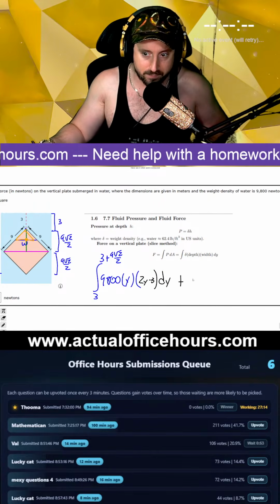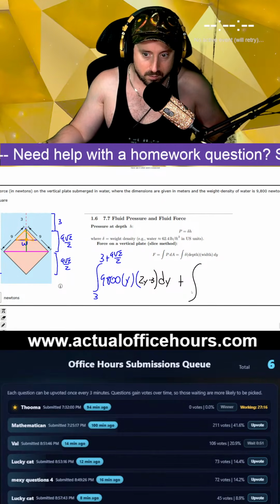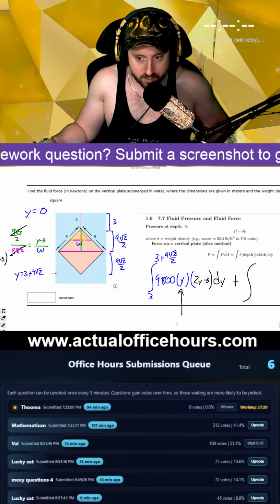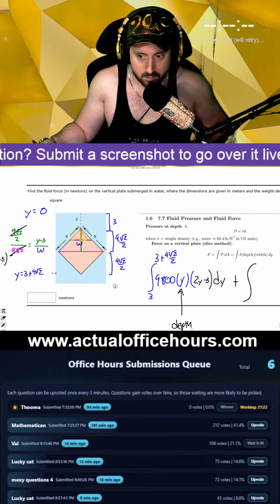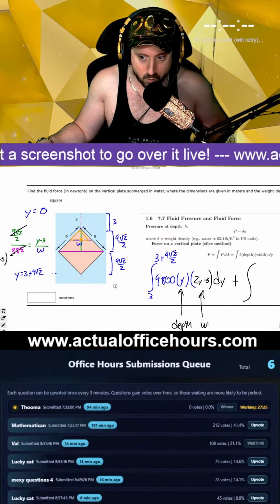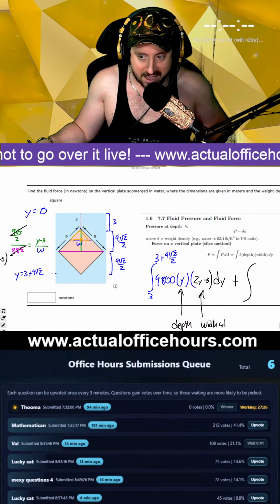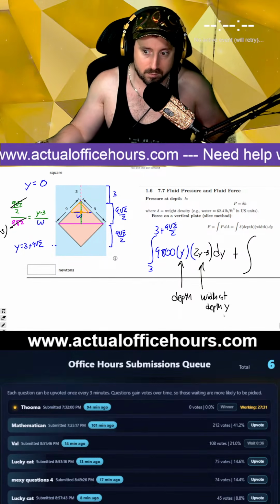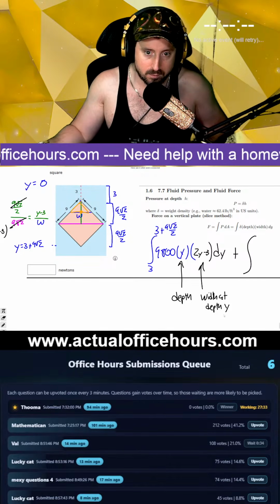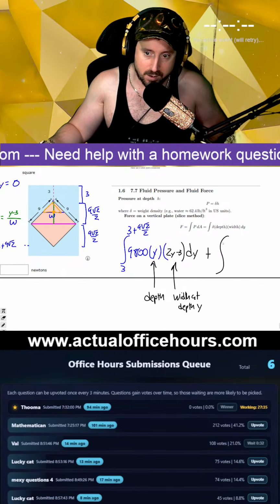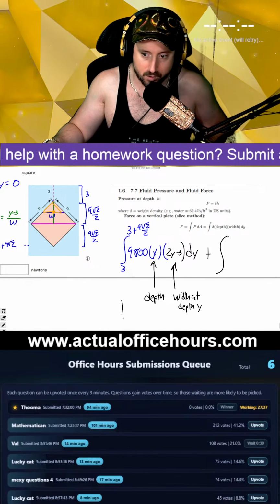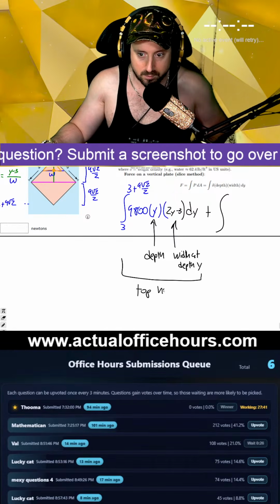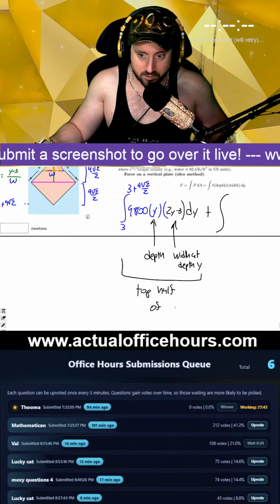So the bottom half is the depth is 2y minus 3 and the width. No, the depth is y. 2y minus 3 is the width at depth y. Okay. And this is all for the top half of the square.